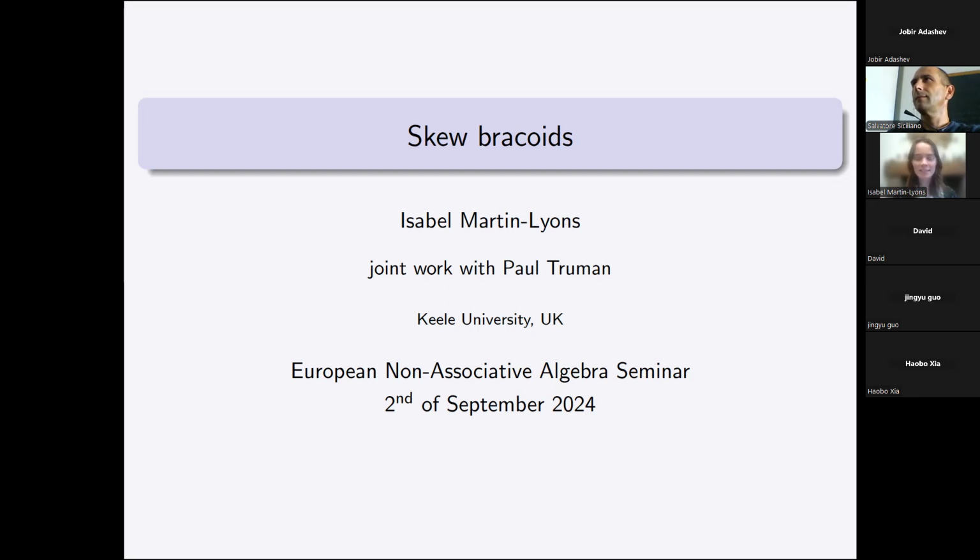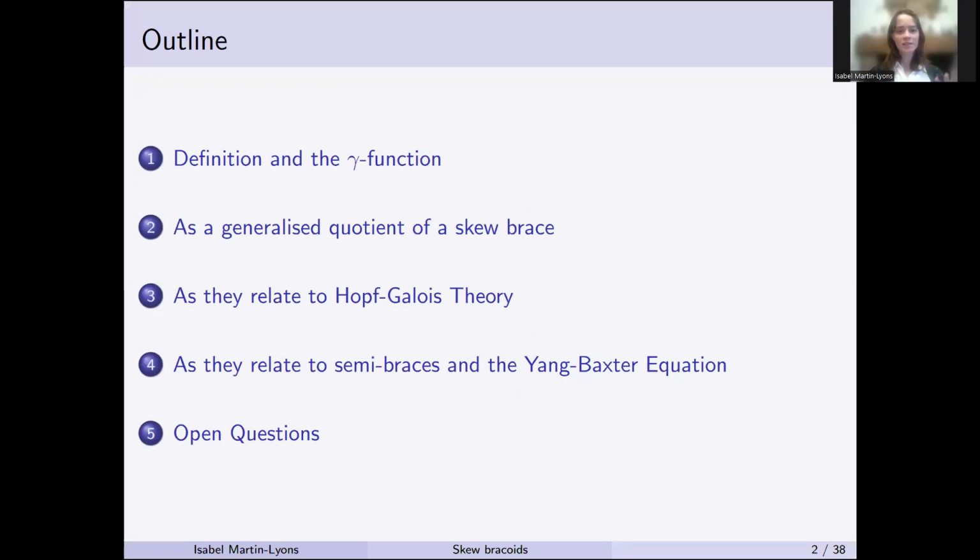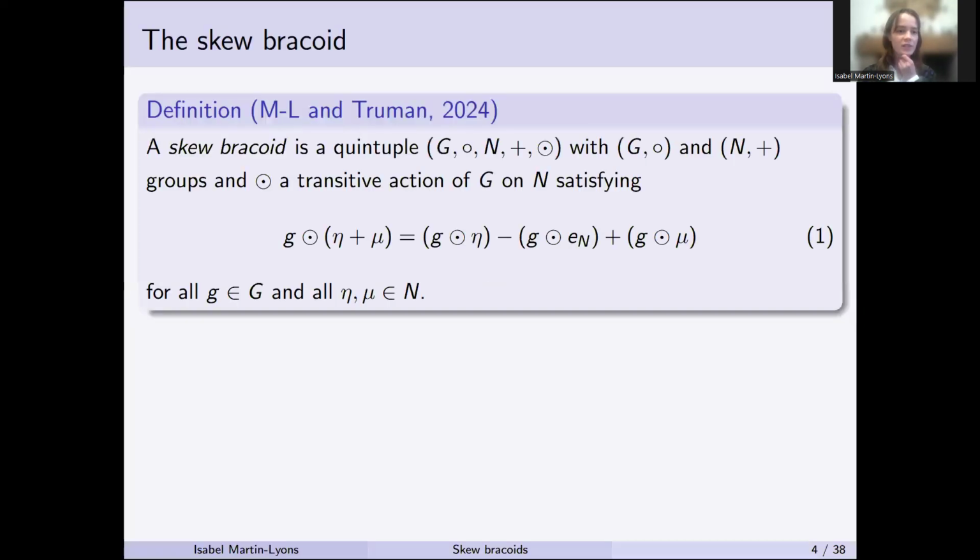Yes, I'm going to talk about skew bracoids, which are a fairly novel algebraic object. The way I'm going to run the talk: first I'll give the definition and talk about these objects a bit in their own right. Then we'll investigate how they relate to more well-established things in the literature: the skew brace, Hopf-Galois theory, and solutions to the Yang-Baxter equation via semi-braces. Okay, so we'll start with the definition.